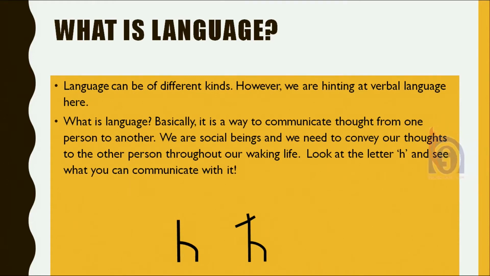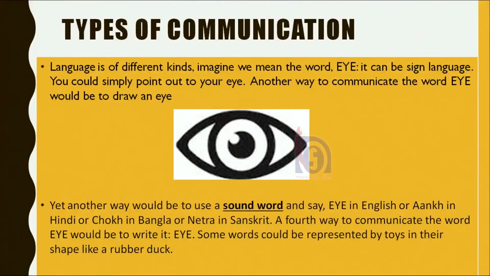Now look at the letter H here and see what you can communicate with it. You add a little line diagonally across and it almost becomes H for horse. There are different types of communication. Language can be of different kinds. Imagine we mean the word eye. It can be sign language. You could simply point out to your eye. Another way to communicate the word eye would be to draw an eye.